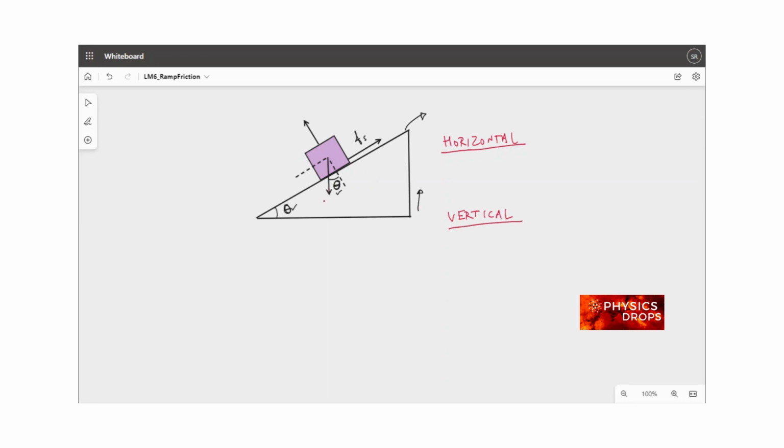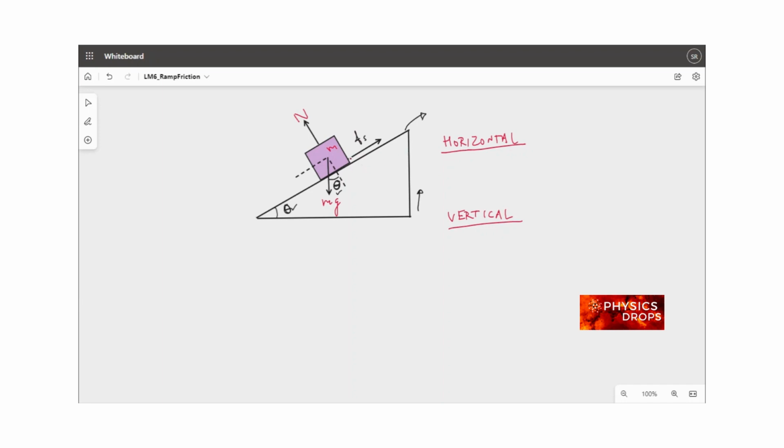So we know that if the block has a mass m, mg is acting downward, the solid arrow shown downward, and normal force is normal to the plane where it is resting. This normal force is acting this way, and frictional force Fs is acting as shown. So these are the three forces.